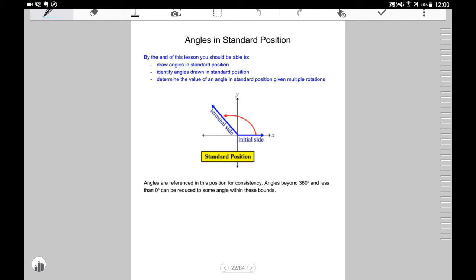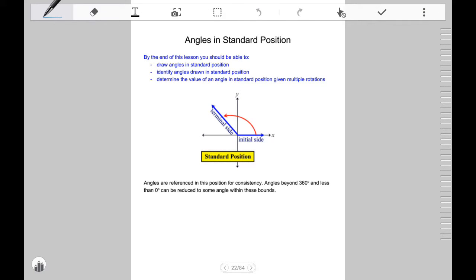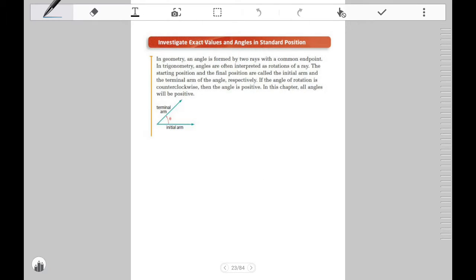Alright, this is a lesson about angles in standard position. By the end of this lesson, you want to be able to understand what standard position is and how we can use standard position to find rotations of an angle. Turn the page. This is meant for terminology.